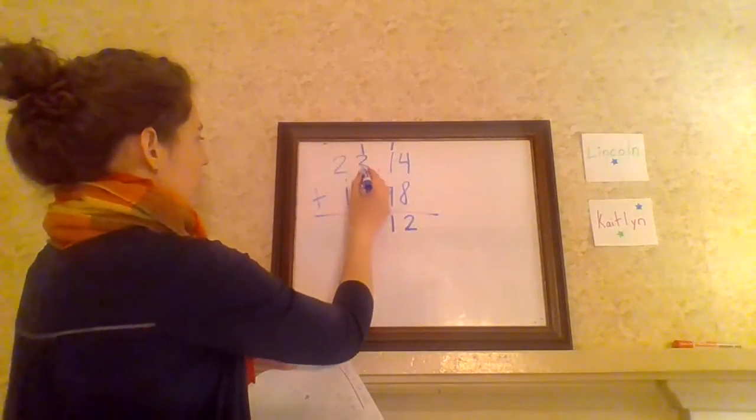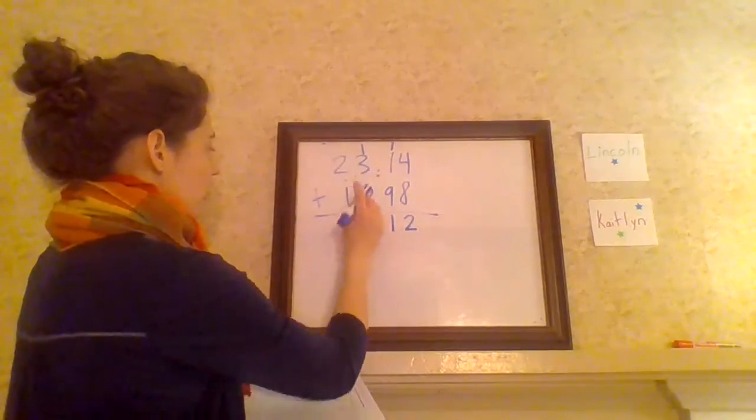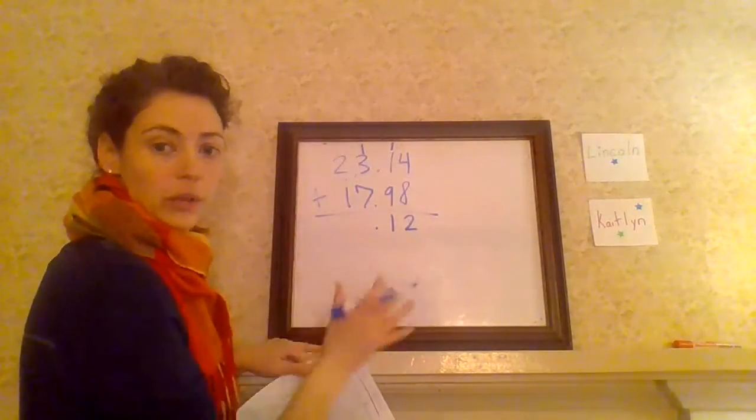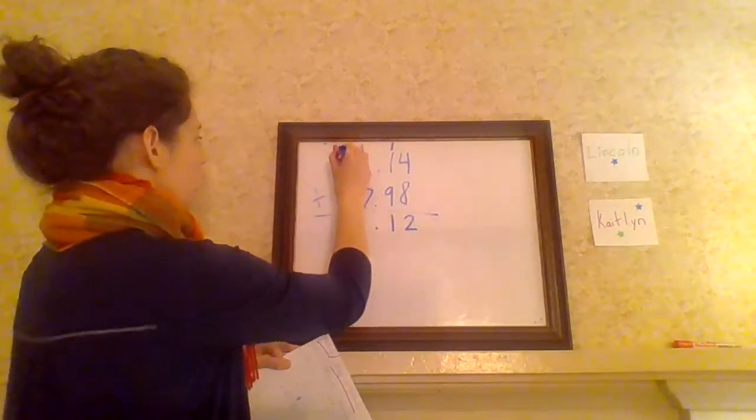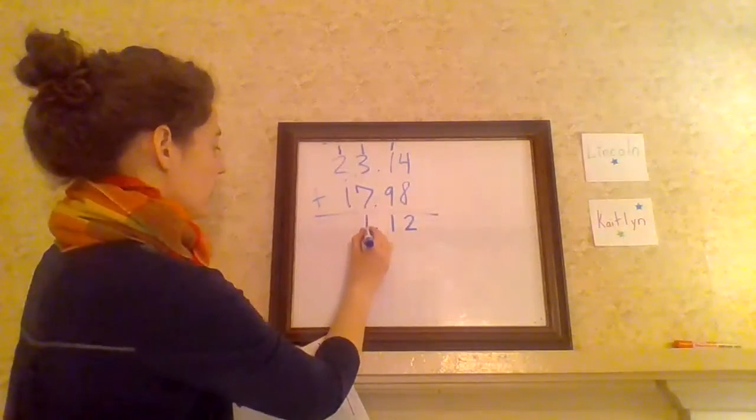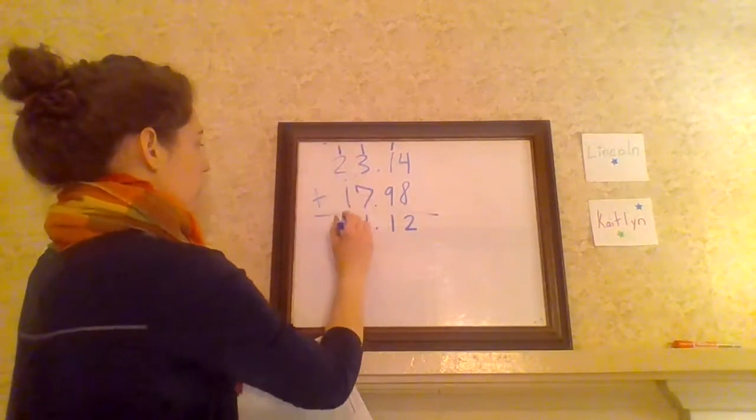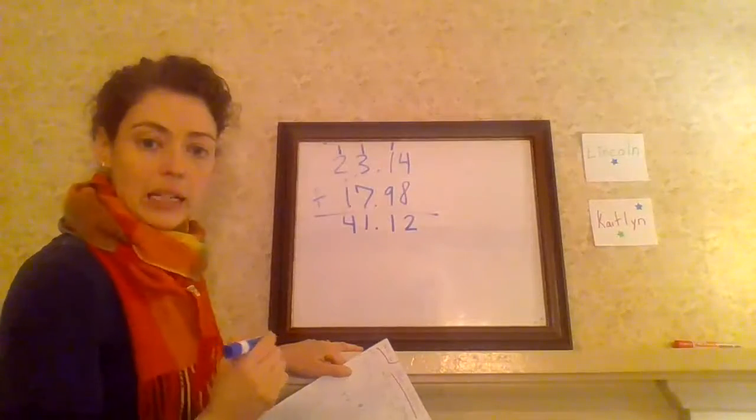So we have $4 plus 7, 11. So let's take 11 of those dollars out and get a $10 bill. So we'll put 1 ten over here. We still have $1 here. 3, 4. So we have $41.12.